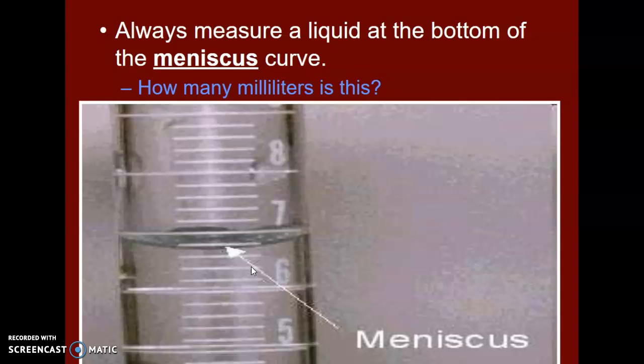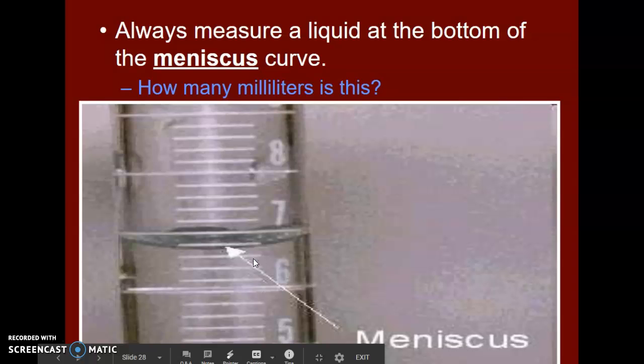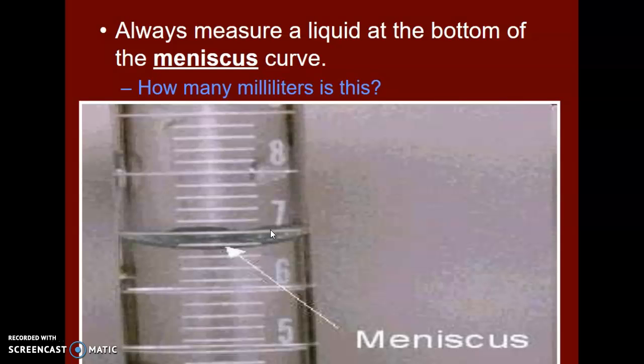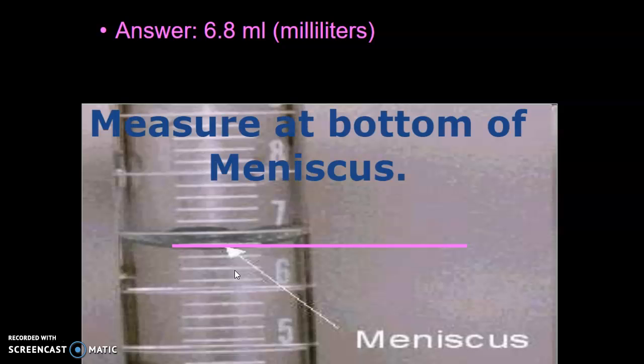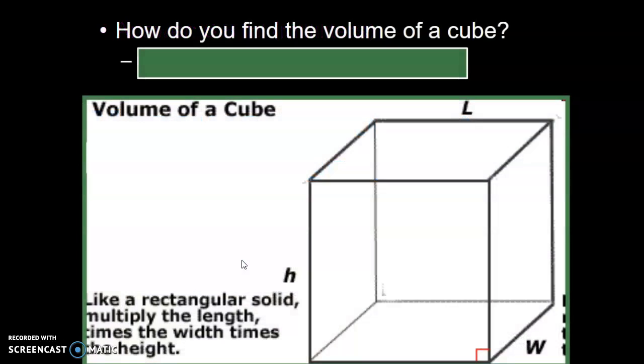So what I'll need to do is count by 2/10 at a time. So this is 6. Then we have 6.2, 6.4, 6.6, 6.8, 7. So as I was counting, you would have noticed that this line that's being pointed at, or where the meniscus is, is at 6.8. So the answer to this is 6.8 milliliters. And here's your reminder, always measure at the bottom of the meniscus.